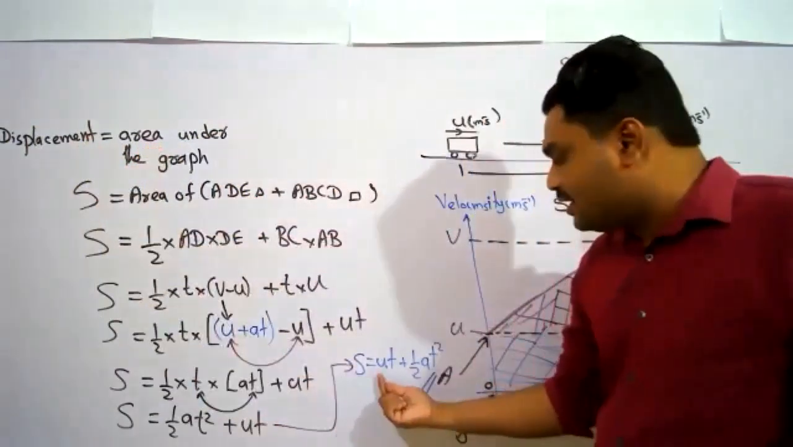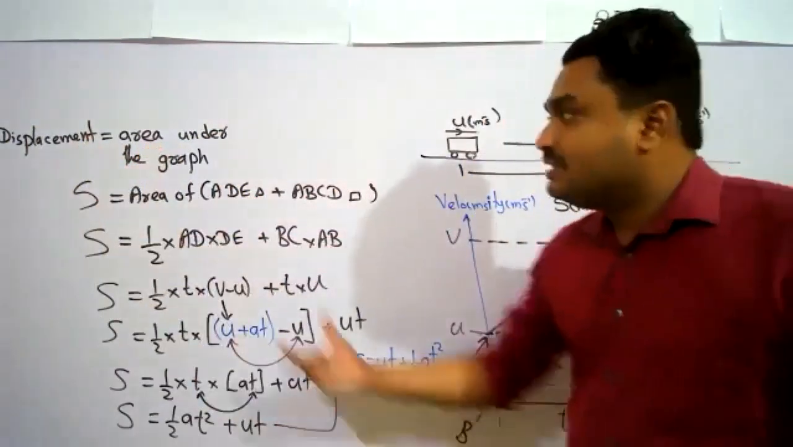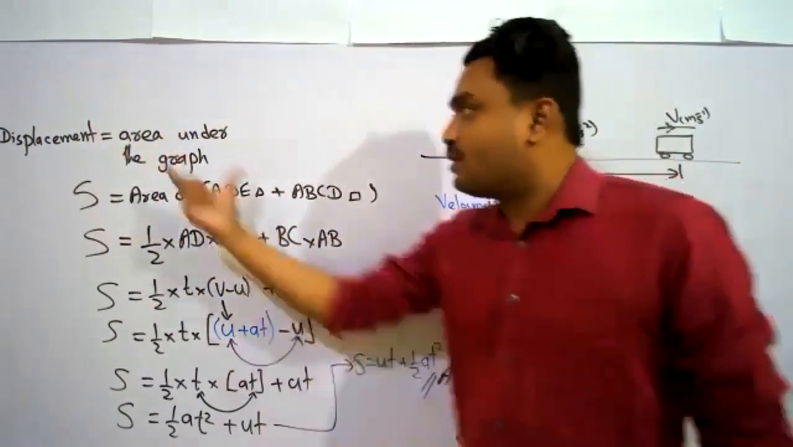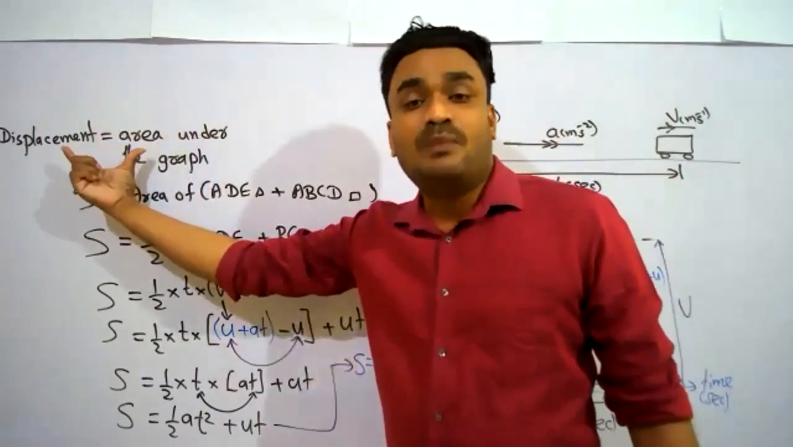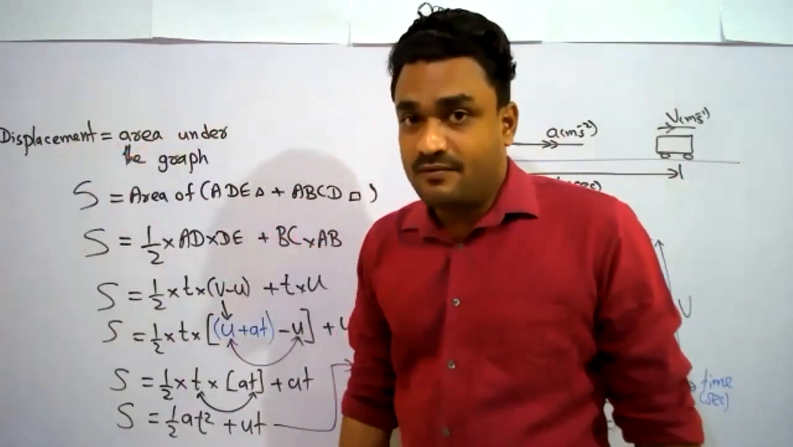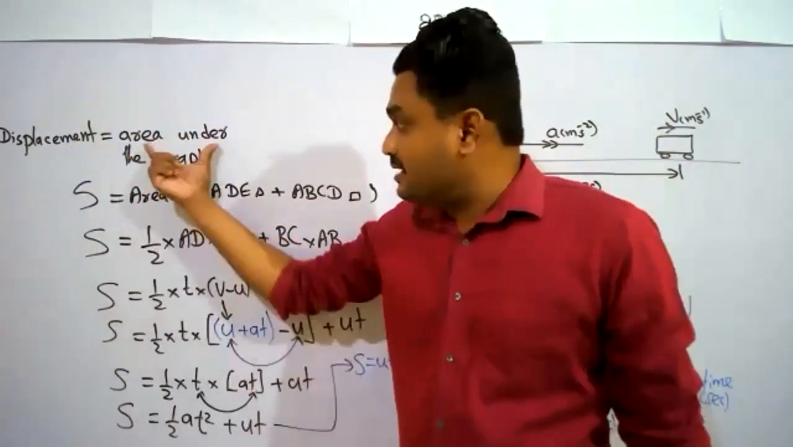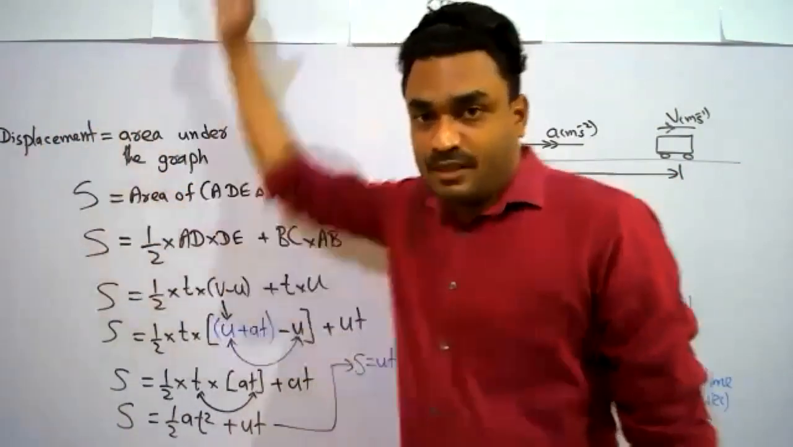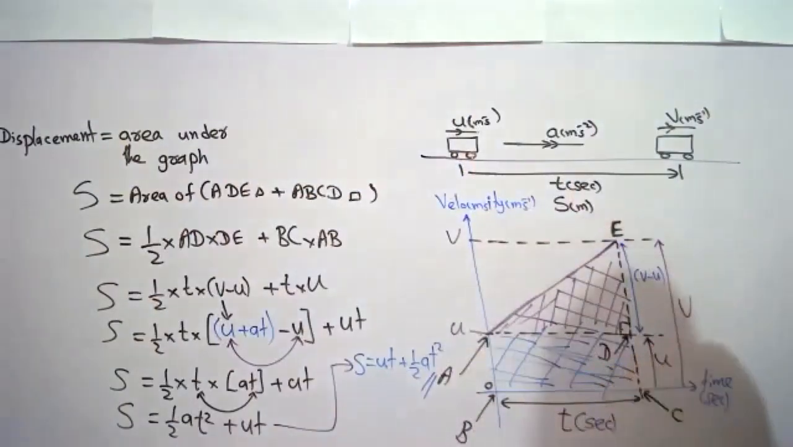As S equals ut plus half at squared is correct, this should also be correct because we have obtained the equation from this relationship. Therefore, please remember that area under a velocity time graph is equal to displacement. Complete everything here? And please raise your hand if you got this relationship earlier than me.